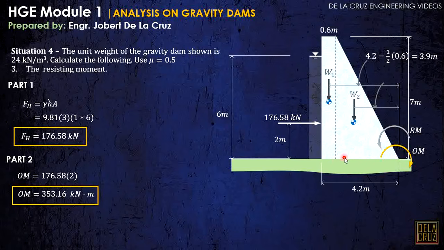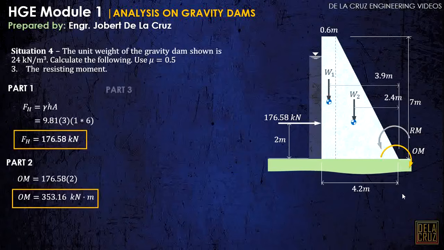Or diretso na tayo. Diba ang base na ito is 4.2 minus 0.6. Ayan. So this distance here up to that point will be 2/3 of 4.2 minus 0.6. Ito yung base natin ng triangle dito. So that should be 2.4 meters. Okay, klaro. So i-substitute natin yan.